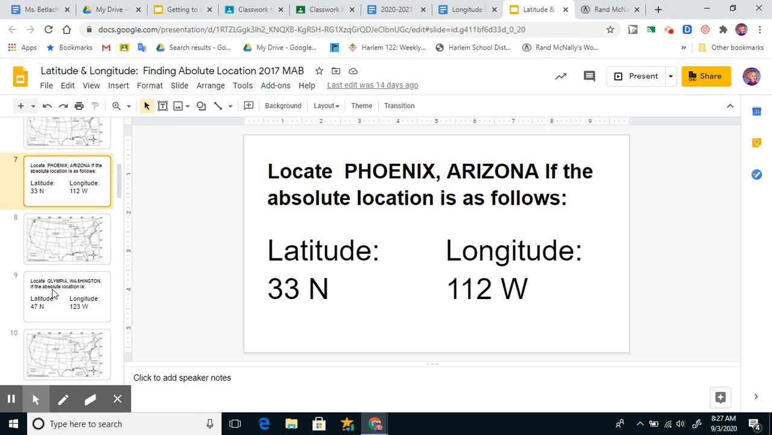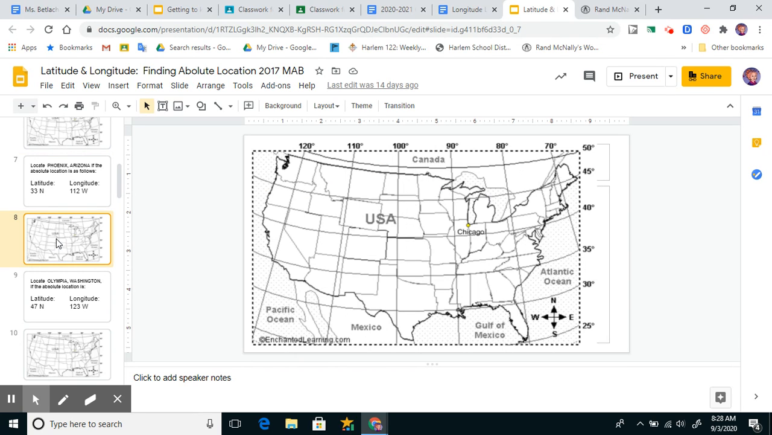Next up, Phoenix, Arizona is at 33 degrees north and 112 degrees west. Remember, these are east-west, these are north-south lines. So let's try to identify where Phoenix is on this map. First, we're going to identify where 33 degrees north is. So here's 30, here's 35, 33 is roughly along here. And then 112, so here's 110, 120, 115 would be right in the middle. So 112 is roughly right about here. So where my cursor is on the screen would be where Phoenix, Arizona is located.